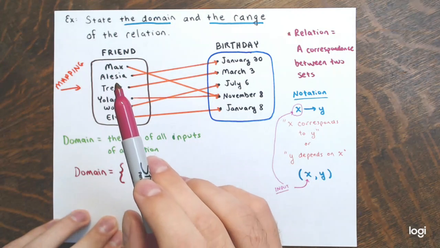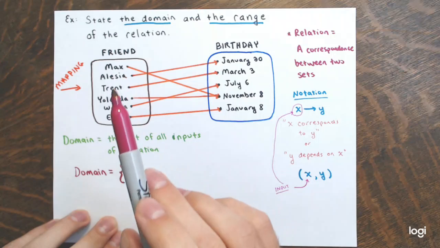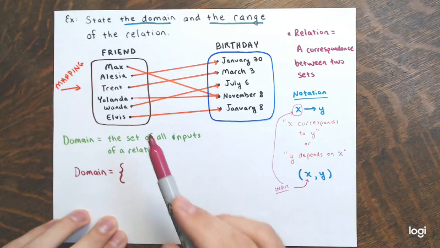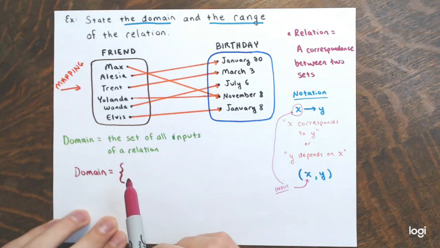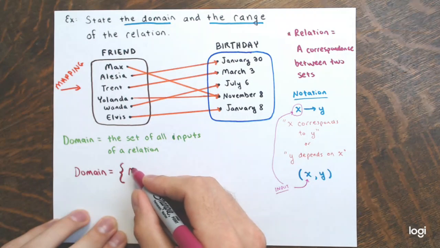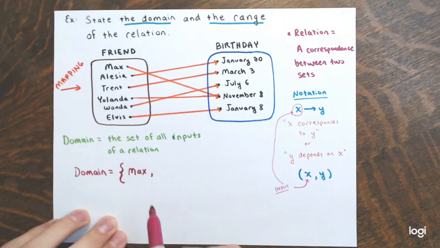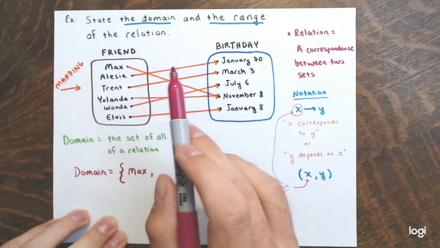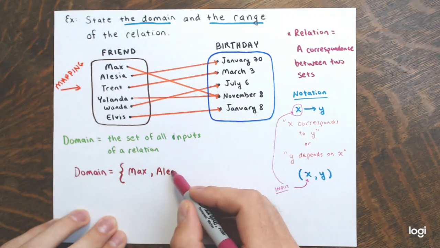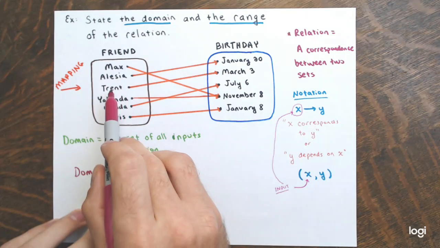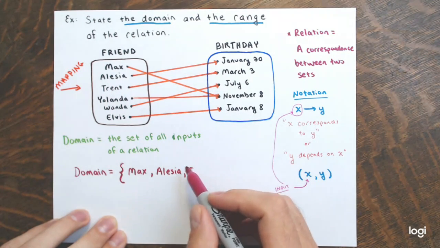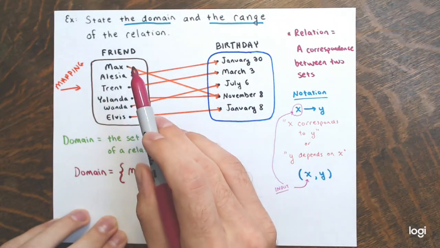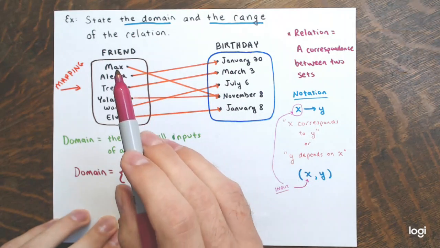So all these values over here, all these names of people, the friends, are values that are considered inputs in this relation. So these belong to the domain. The domain of this relation consists of Max. Max is in there, right? Max is an input in one of these arrows. Alicia is an input, right? So Alicia belongs to the domain. Trent is also. Every single one of these friends corresponds to some element in the birthday set. So any element in the friend set that corresponds to an element in the birthday set belongs to the domain.